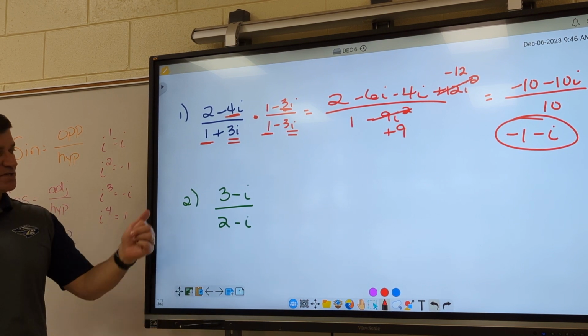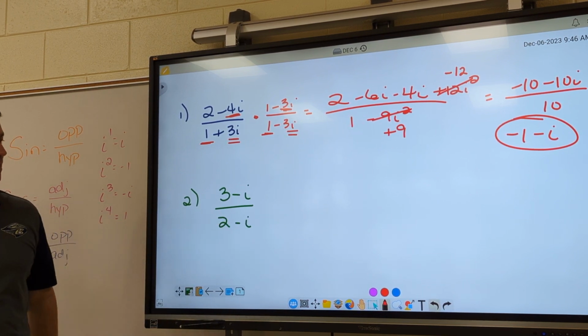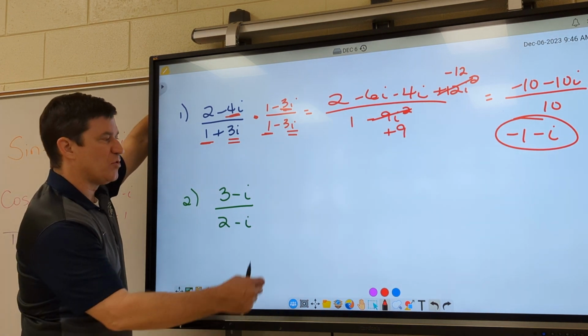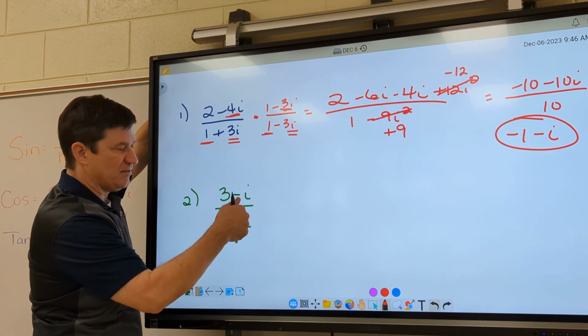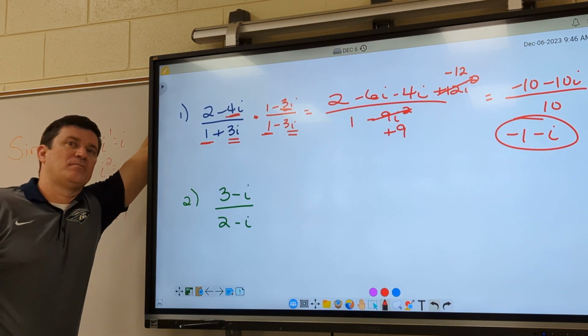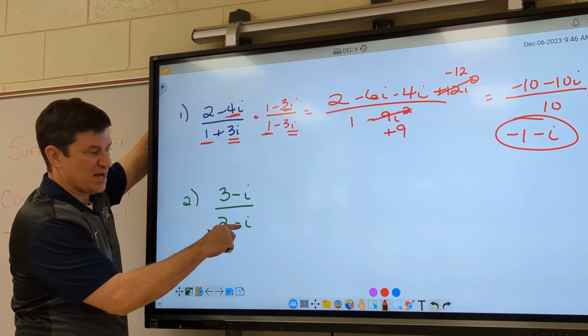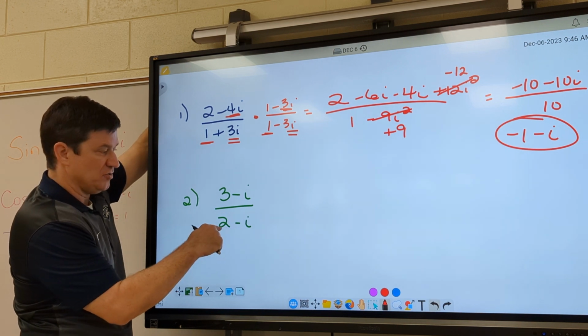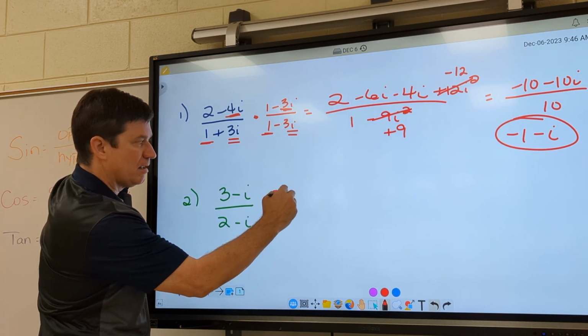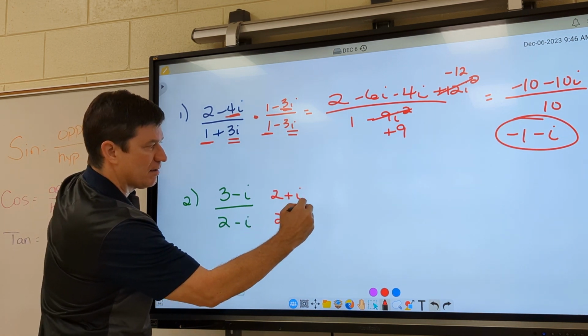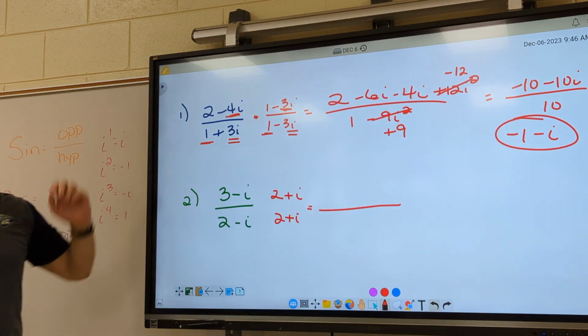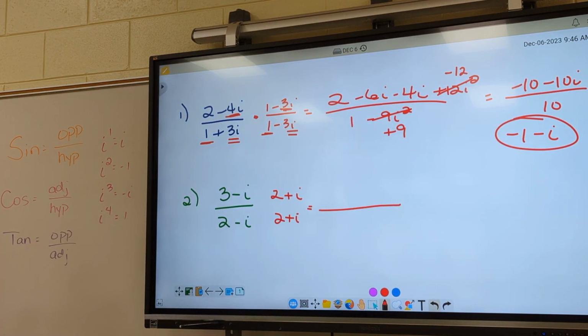All right, so let's look at the second one. You can't have an i on the bottom. So what do I have to multiply both sides by to get the i off the bottom? All right, look, it's easy. The bottom, you just flip the sign in front of the i. So we're going to use 2 plus i, 2 plus i. All you have to do is flip the sign. It's called the conjugate. All right, y'all foil the top, do the bottom. Let's see what you get.